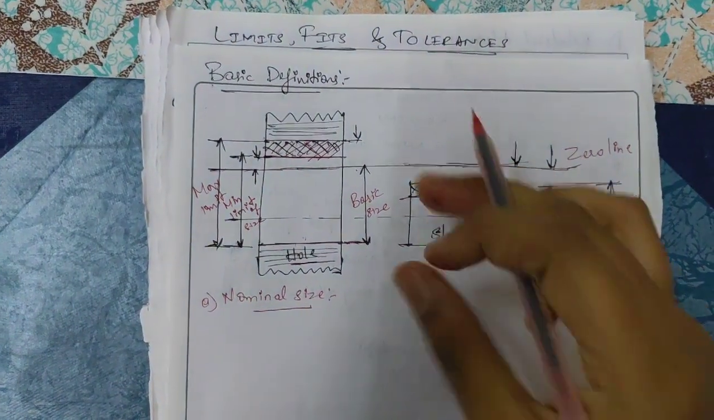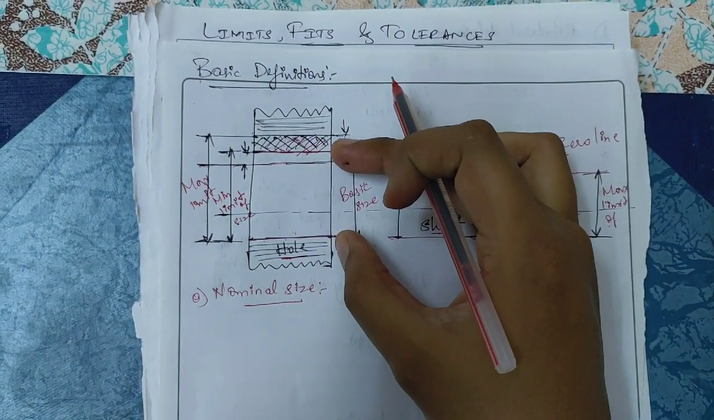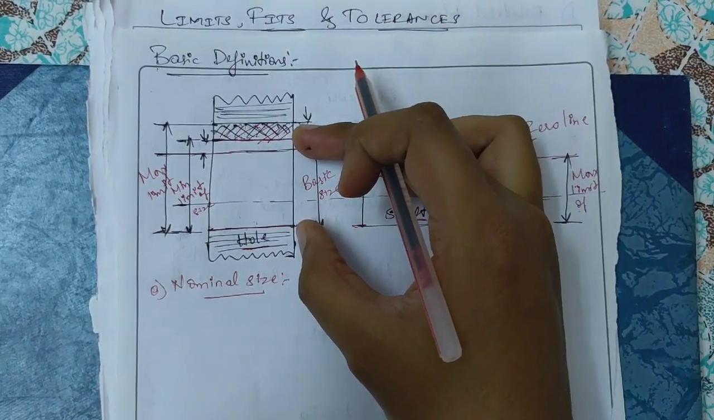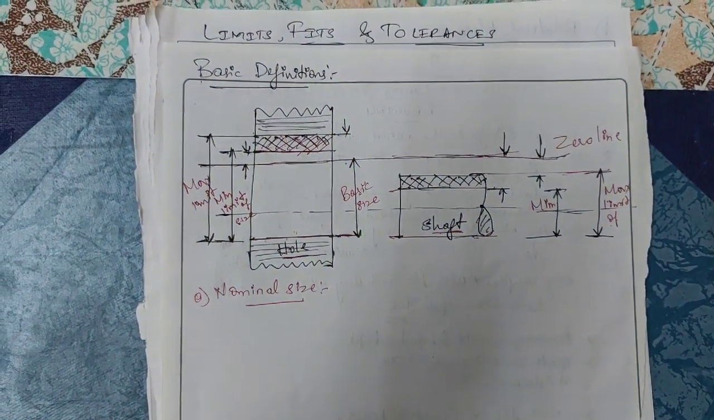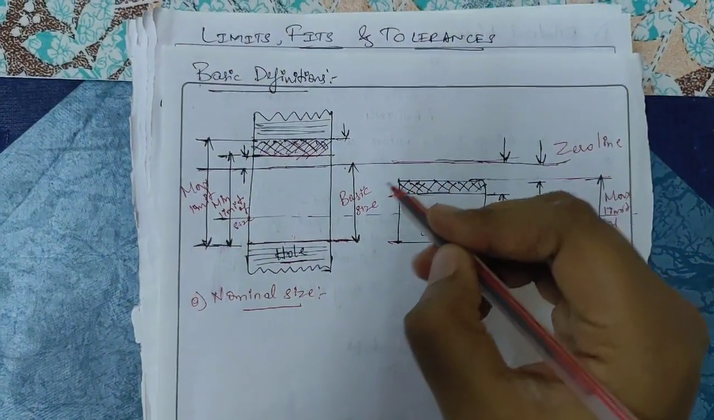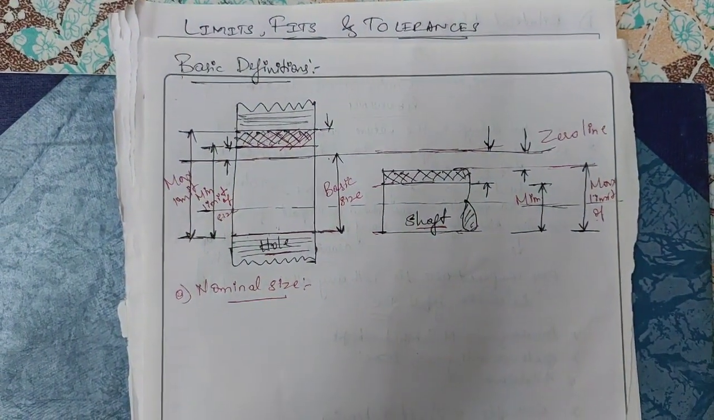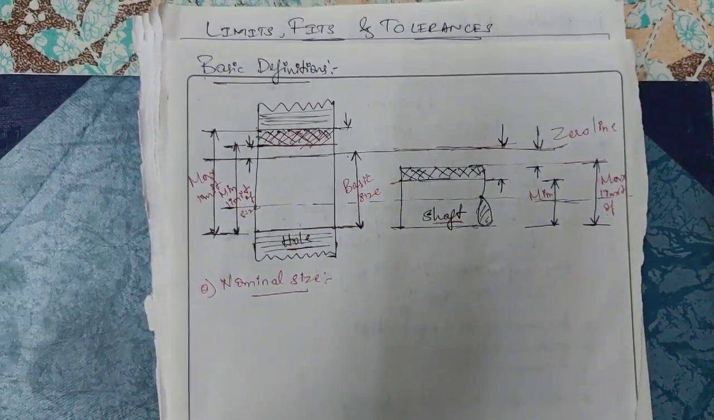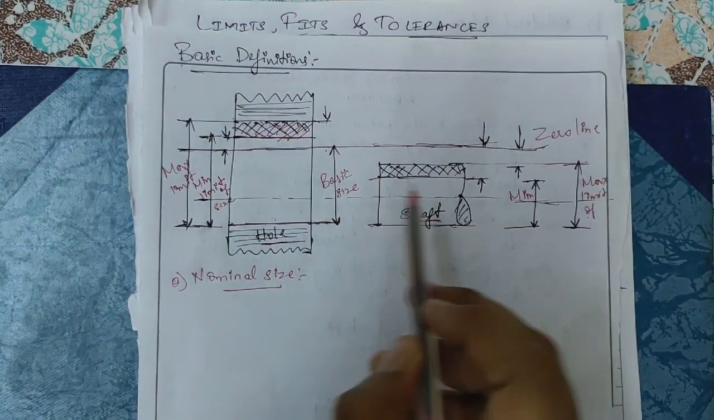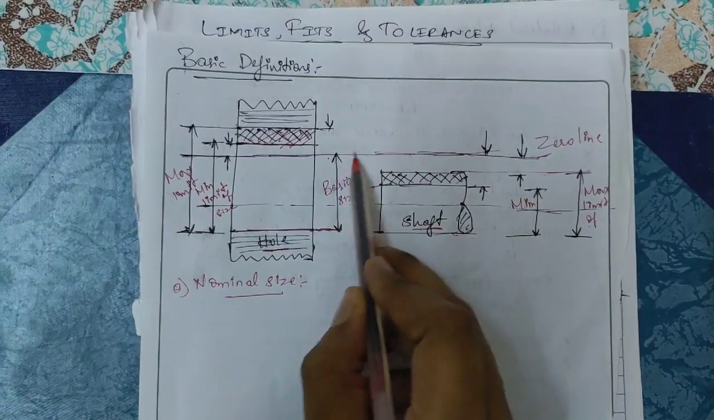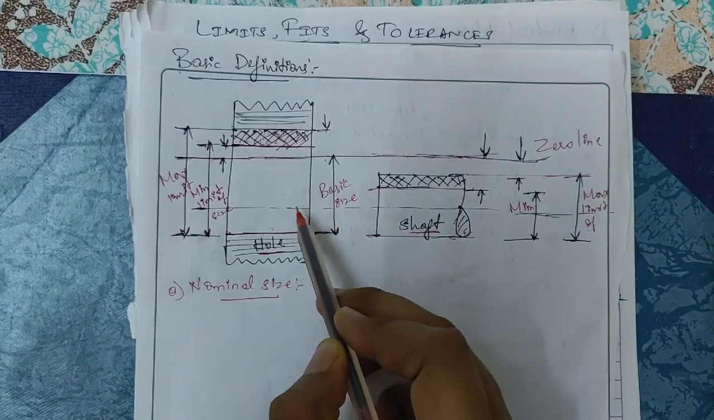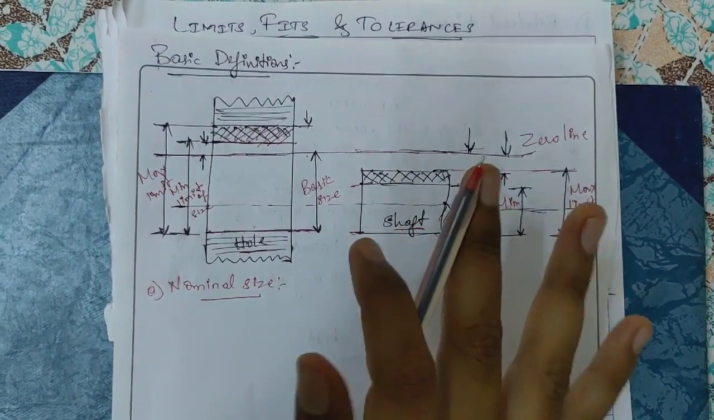Basic size is the standard size of the component with reference to which all the limits of variation of size are found. It is the same for both hole and shaft. For the hole also, the basic size, the zero line, is common for hole and shaft. This is very important.